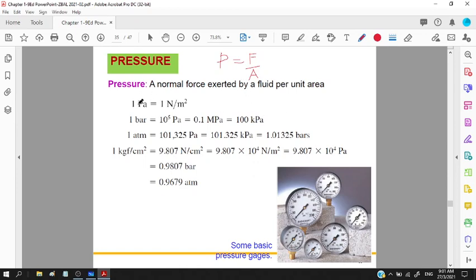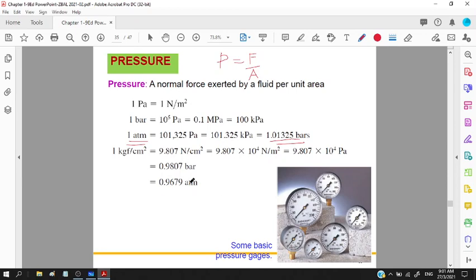We have Pascal, we have bar. Just now I mentioned 1 atm or P atm, whereby the value is 101.325 kilopascal, or this is in terms of Pascal. So we can also convert the atm in terms of kilogram force divided by centimeter square.